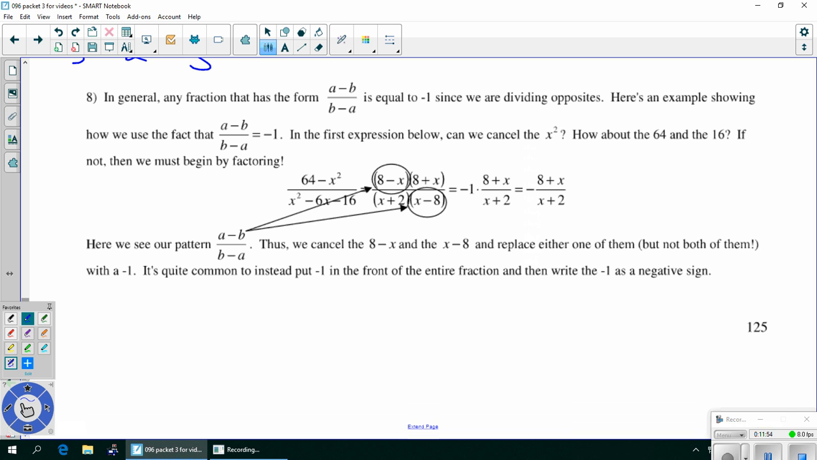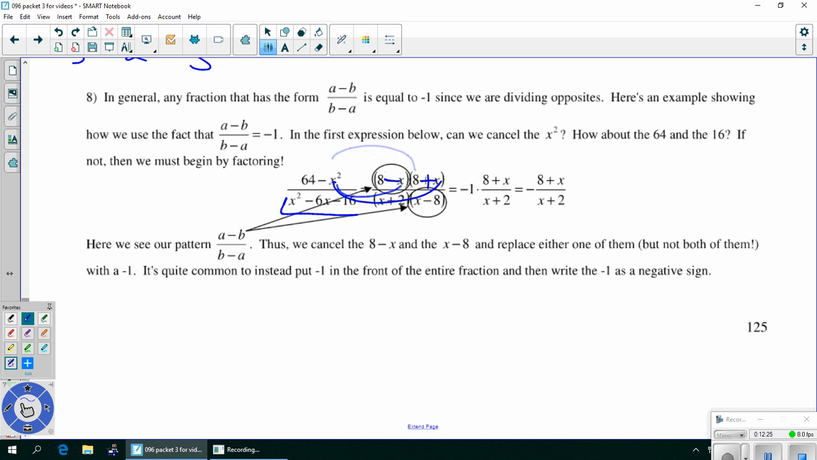So let's take a look. 64 minus x squared over x squared minus 6x minus 16. Can I cancel the x squareds? No. Both of them are sitting next to either addition or subtraction. Not cancelable. Nothing is cancelable. So we factor. 64 minus x squared, greatest common factor is 1. It is a difference of 2 squares, so we use that formula. 64 came from 8 and 8. x squared came from x and x. 1 plus, 1 minus in either order.